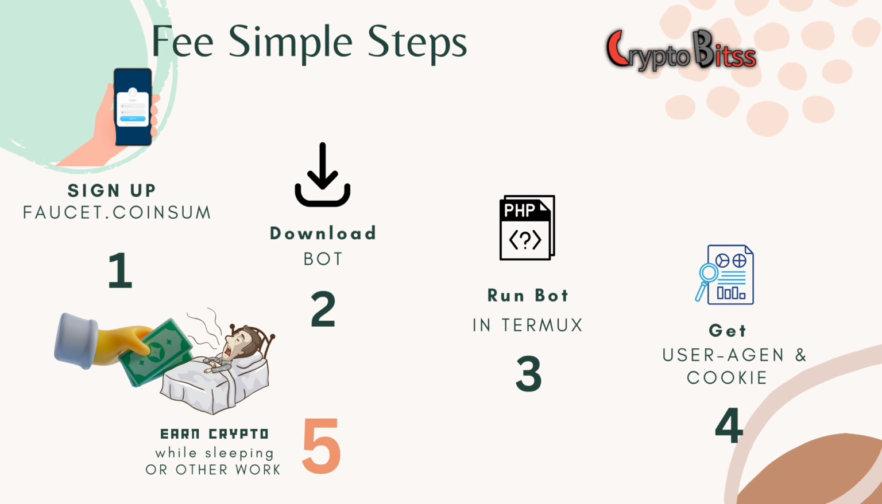First of all, let me tell you the 4 steps to run the PHP bot. And the 5th step is to run the bot 24 hours in the background. It will auto-claim cryptocurrencies as per your choice while you're sleeping or doing any other work. So moving forward in the video toward the 1st step.